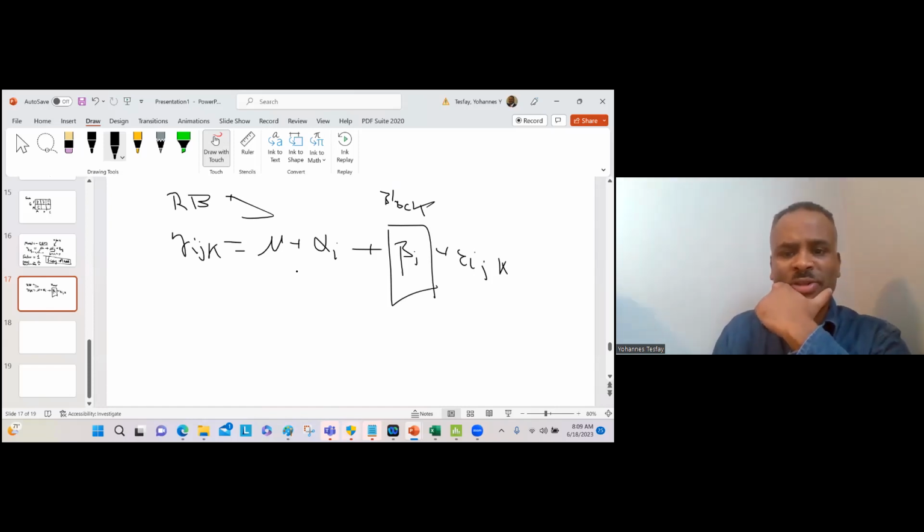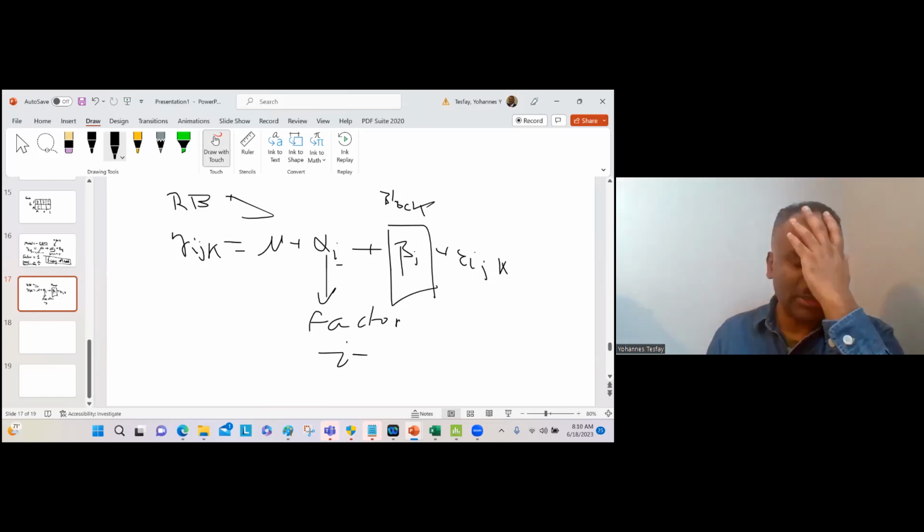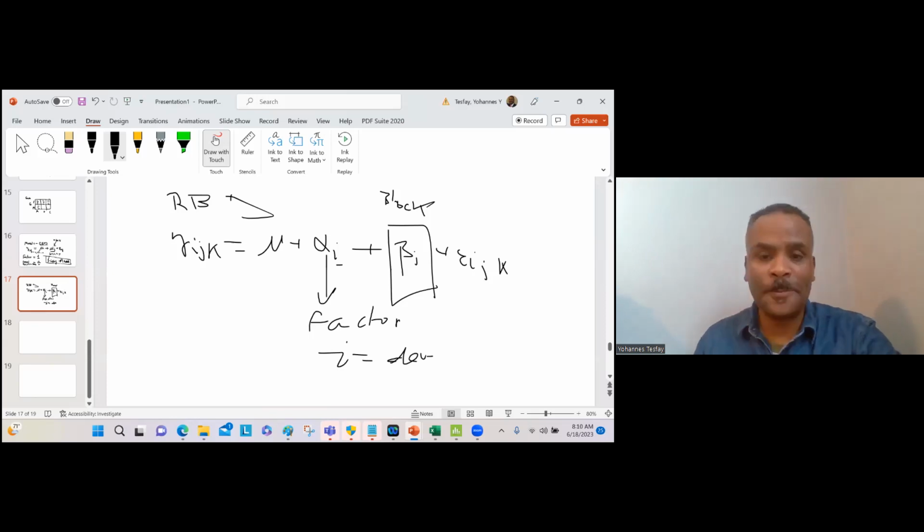This one is your factor, and the labels are what I designated for labels. And this one is the random error term. So that's how you're going to study things and analyze things. Do you have any questions?